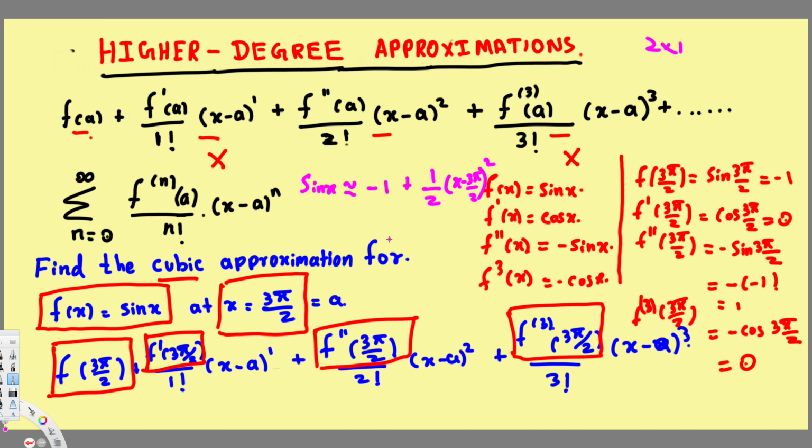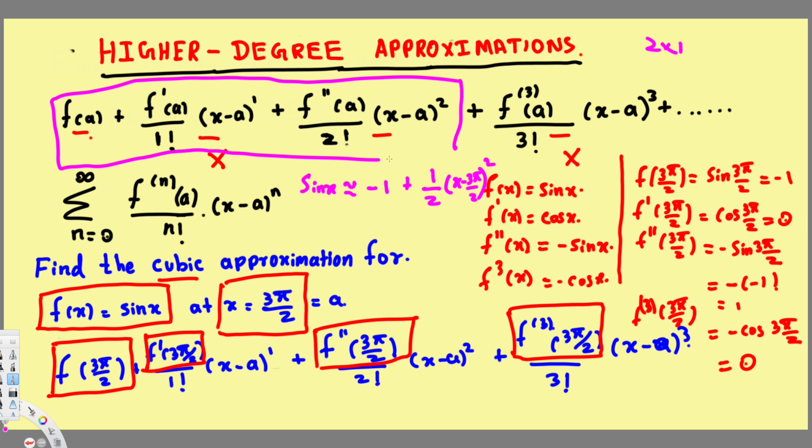So this is the third degree approximation, and this is also true for the second degree approximation. If the question asks for the second degree approximation, we just add terms up to the second derivative, and that's going to be the same thing as this one. So that's how we do this kind of problem.